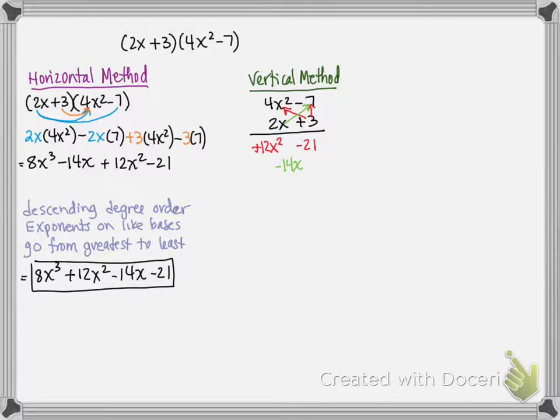Okay? Then I'm going to multiply 2x times 4x squared. So 2 times 4 is 8. X times x squared is x cubed. So that's going to have to go out in front of the x squared. Okay? Then I just add them up. Now in this one I have nothing to add because I didn't have any like terms. So I get 8x cubed plus 12x squared minus 14x minus 21. And you should notice that that's exactly what we got before.